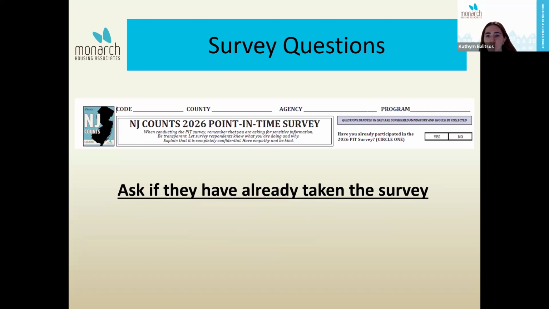Okay, we've kind of already gone over this. We're going to ask folks if they've already taken the survey. That's the first question you're asking folks after asking if they would mind participating. We do have surveys available in Spanish if you are able to speak Spanish, maybe doing outreach for folks that are Spanish speaking. Speak with your point in time count coordinator to get those surveys.